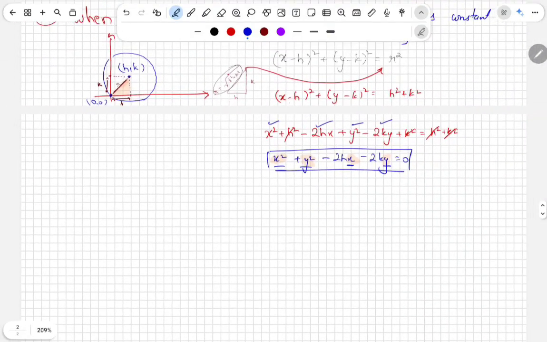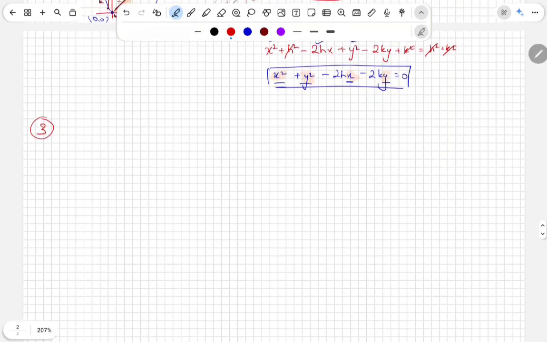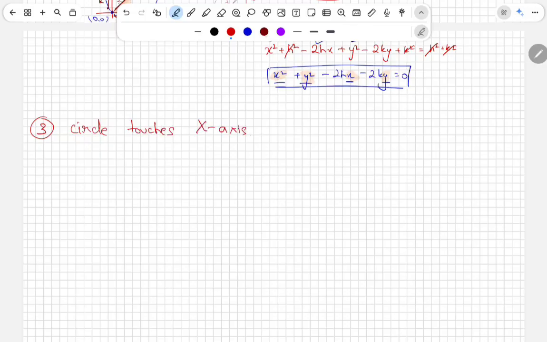Let's move forward to the third case. Third case says when the circle touches x-axis. Circle touches x-axis. Now my circle is going to touch the x-axis. This is my y-axis, this is my x-axis, and this is going to be my circle.